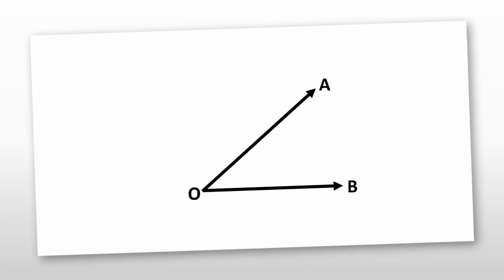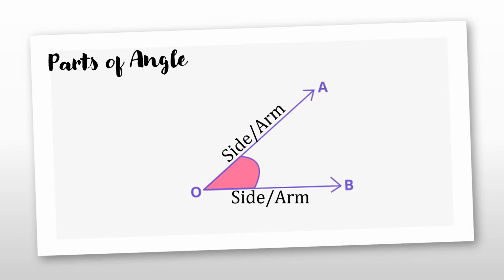Here is an illustration of an angle. We have ray OA and ray OB, which both have an endpoint O. Thus, we can form a figure using the two rays. The rays are called the sides or the arms of an angle, and the common endpoint is called vertex.